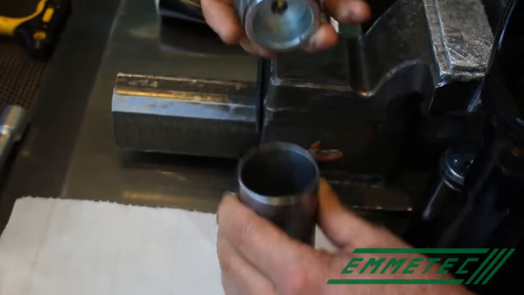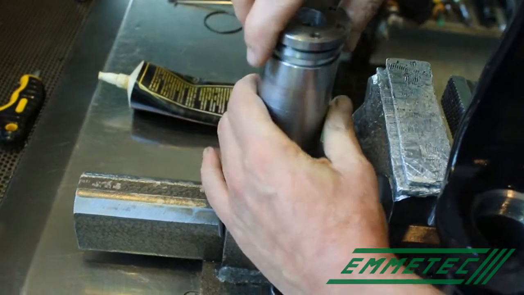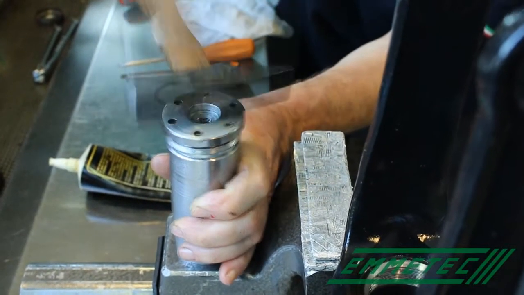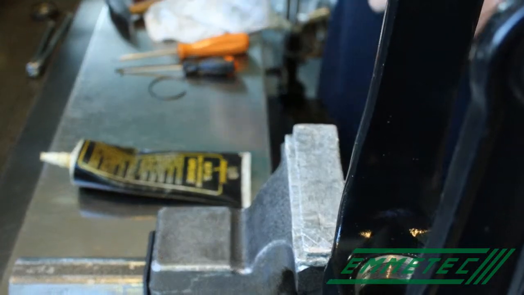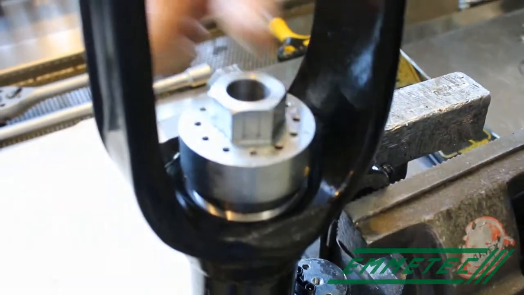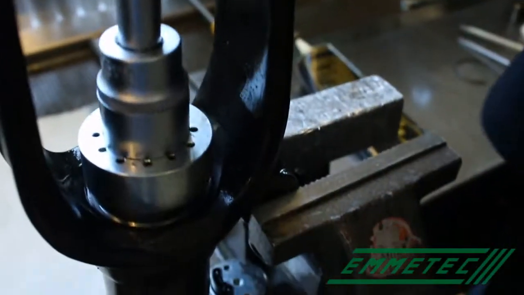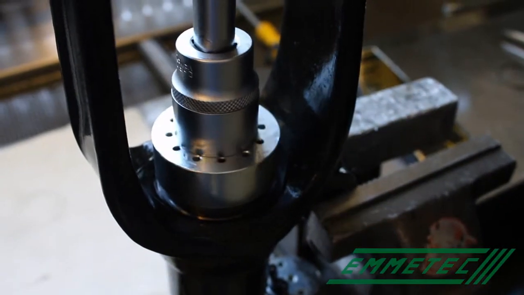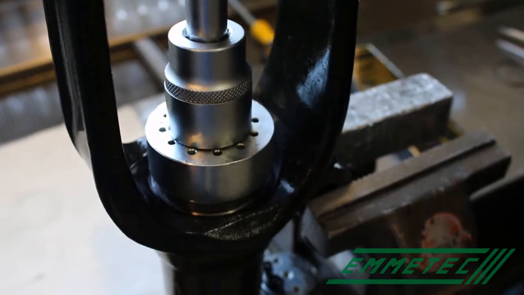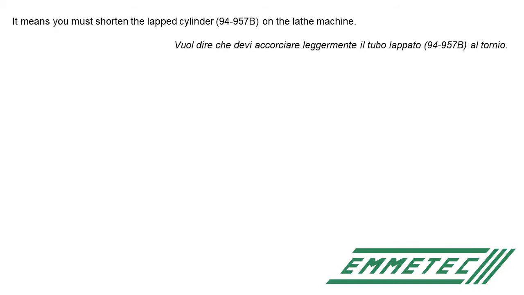Fit the O-ring on the bottom cap and the bottom cap into the new lappet cylinder. Fit and screw the lappet cylinder and the screw tap into the bottom side of the shock absorber and observe that the edge of the bottom cap is not touching the chamfer of the shock absorber. Look, as said, the edge of the bottom cap is not touching the chamfer, so the O-ring is not sealing. And this is because the lappet cylinder is too long.